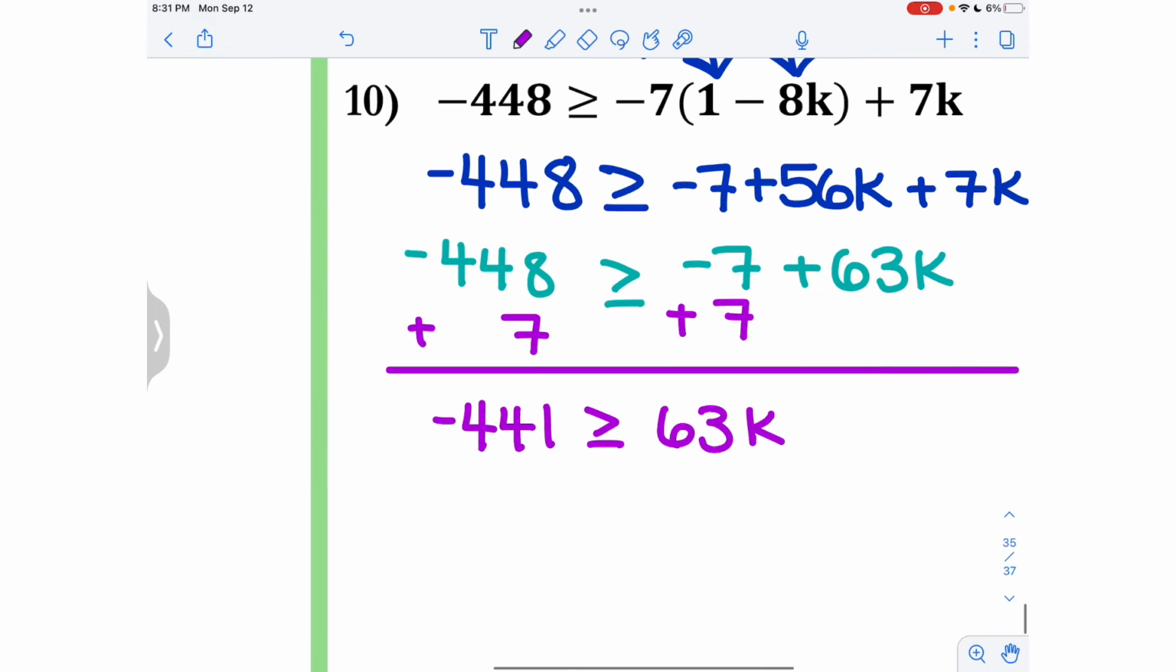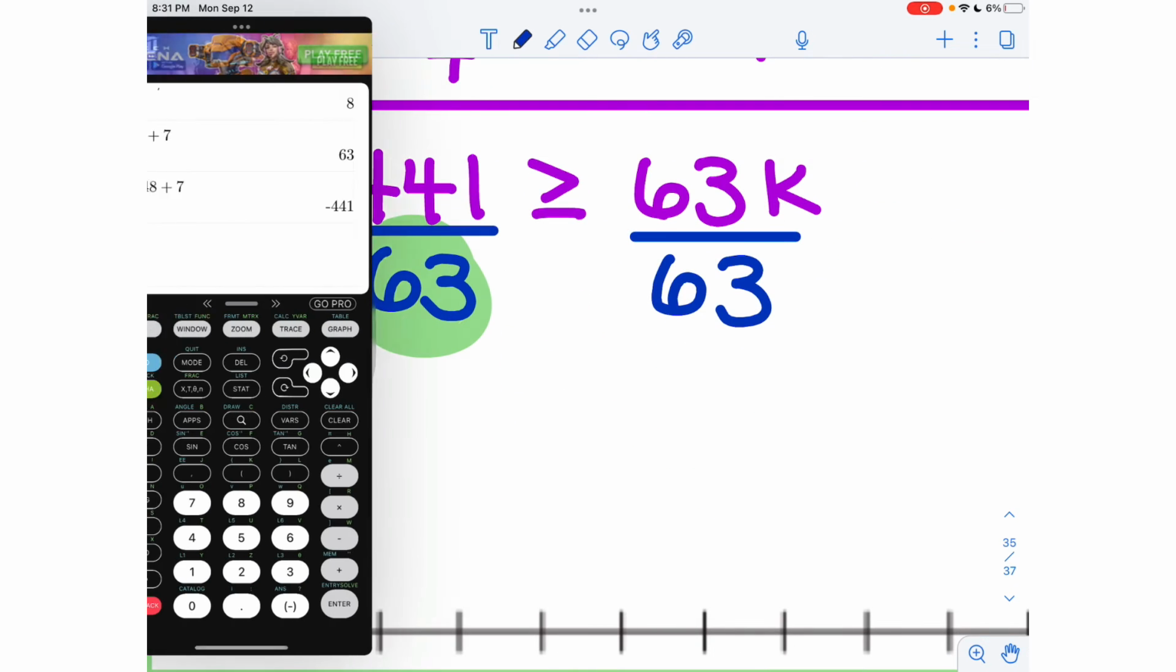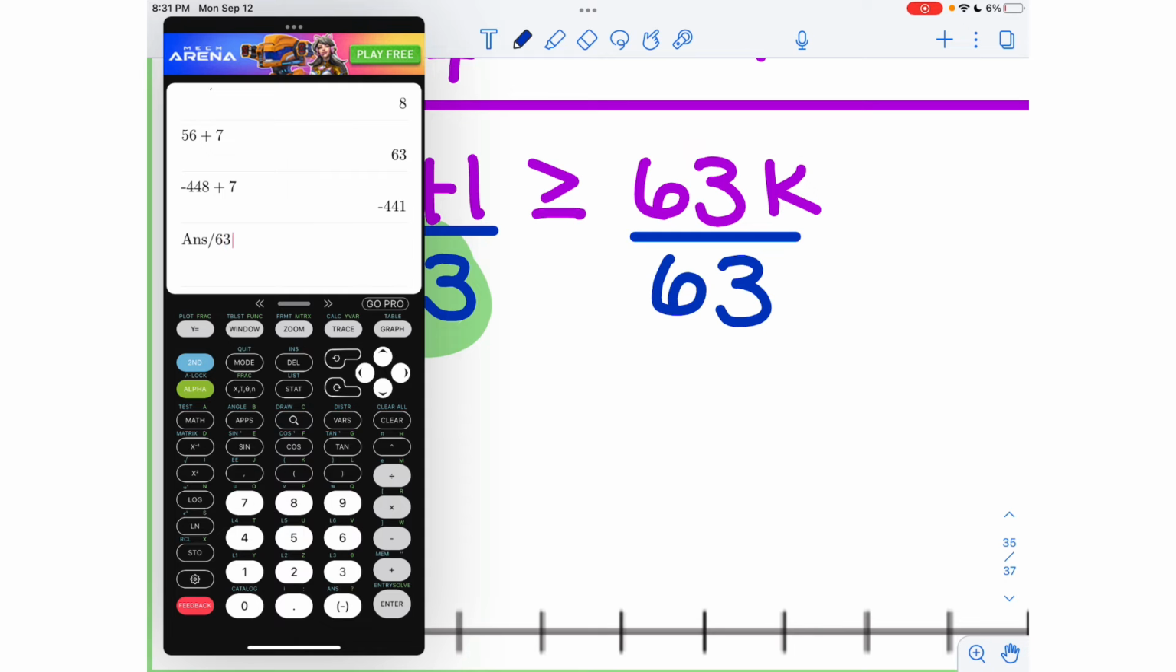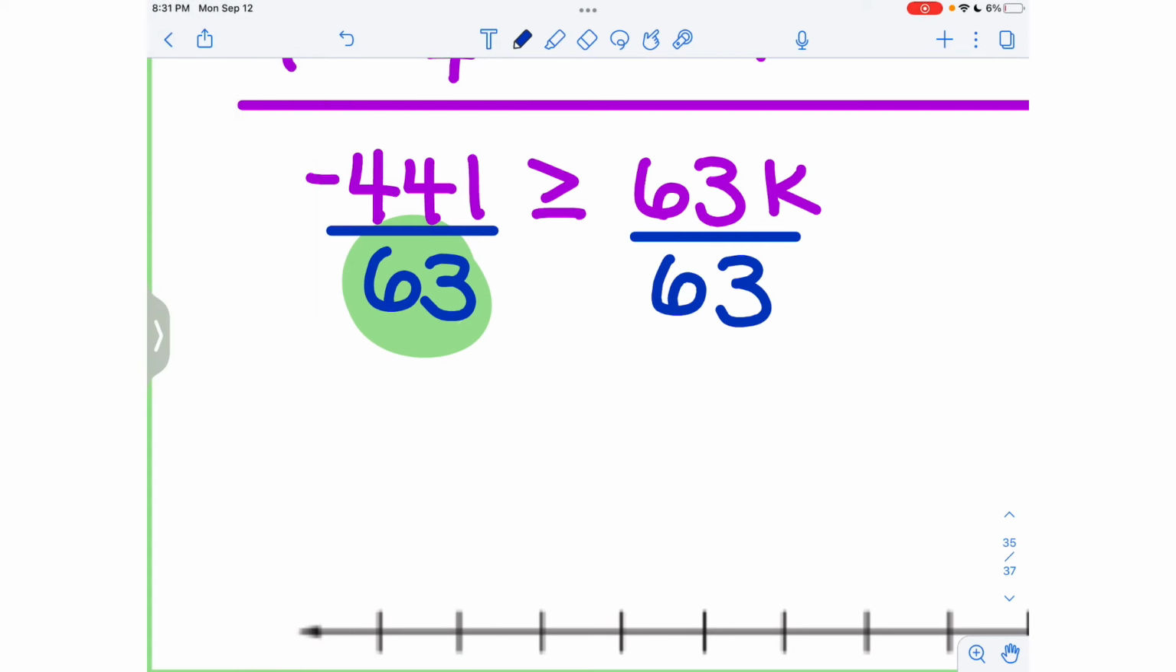And I'm left with the 63K, and now I'm going to divide by 63. Notice that the number I'm dividing by is positive. So it does not matter that the top number is negative. All that matters is that the bottom number is not negative. It is positive. So I do not have to flip the sign. Negative 441 divided by 63 is negative 7.